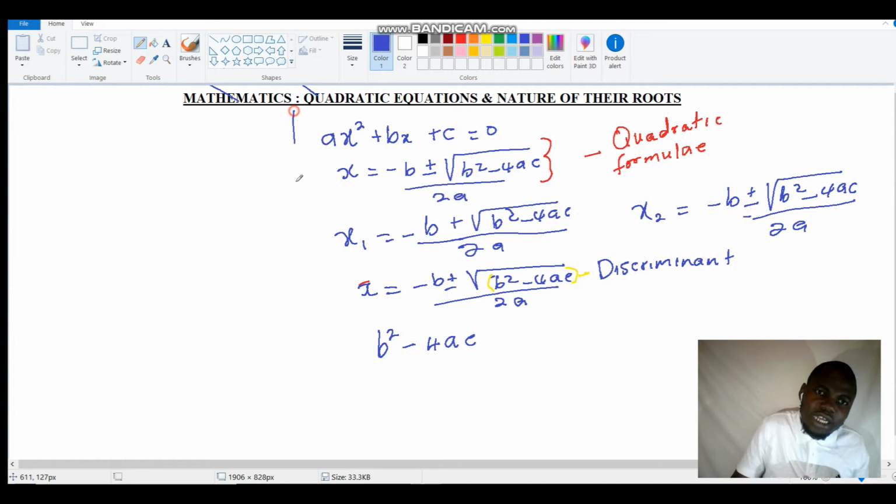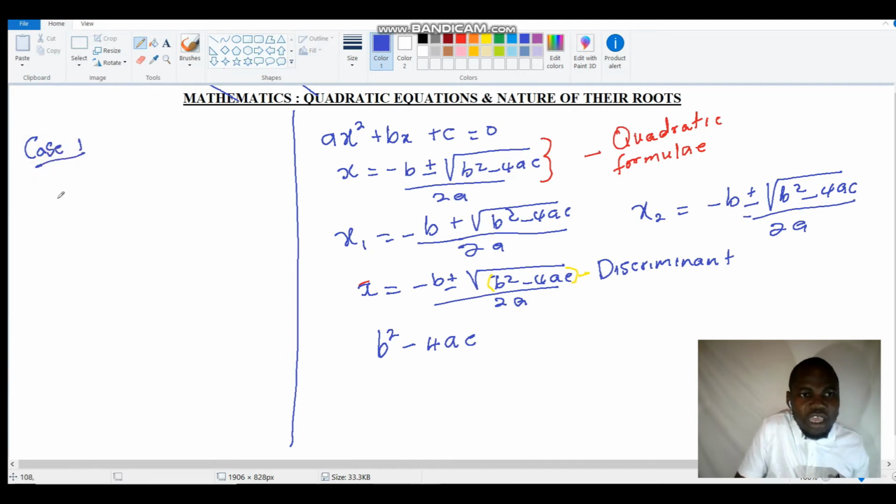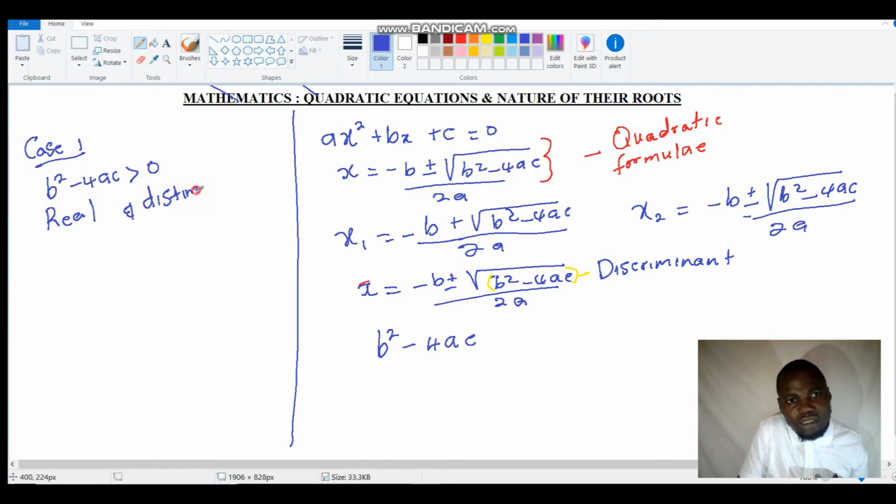So now let's write some conditions that we have here. Case 1: if our discriminant, b squared minus 4ac, is greater than 0, it means that we have real and distinct, or different, roots.